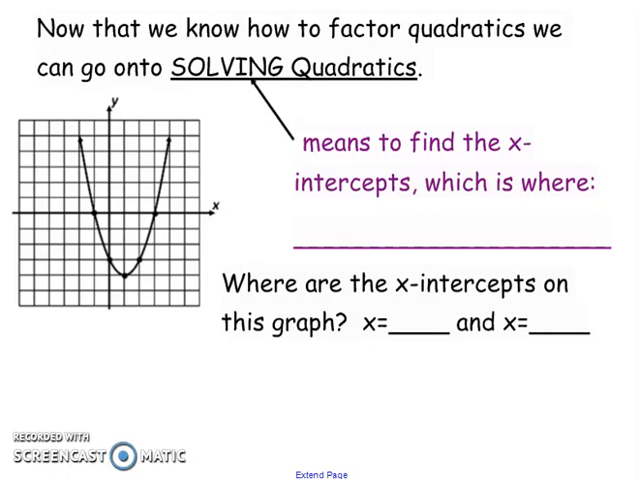Now that we know how to factor quadratics, we can go on to solving them. When you're solving a quadratic, it means to find the x-intercepts, which is where the graph crosses the x-axis.